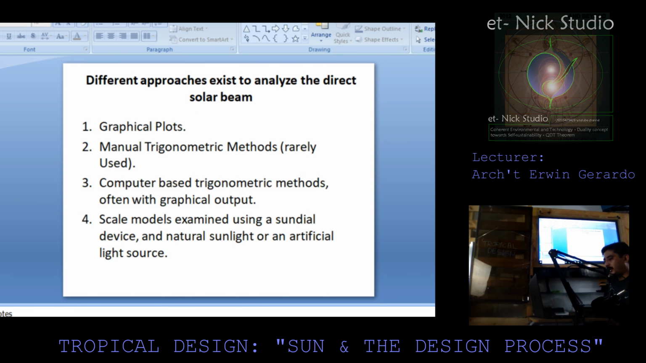Different approaches exist to analyze the direct solar beam. Number one is the graphic plots. Number two, the manual trigonometric method. It is rarely used. Number three is computer-based trigonometric methods, often with graphical output. And fourth is scale models examined using a sundial device and natural sunlight or an artificial light source.